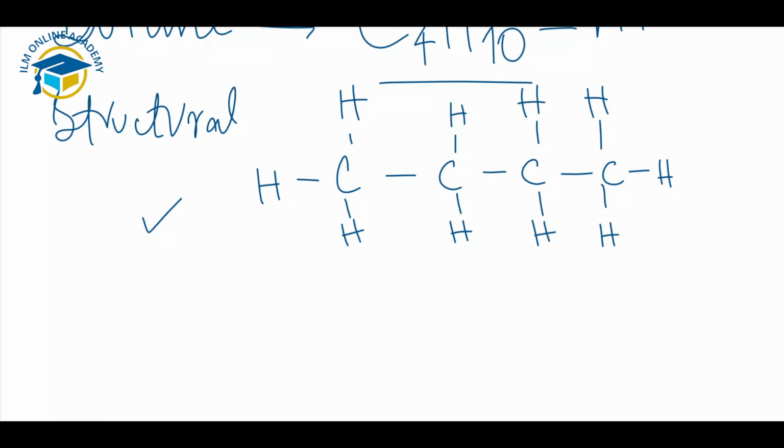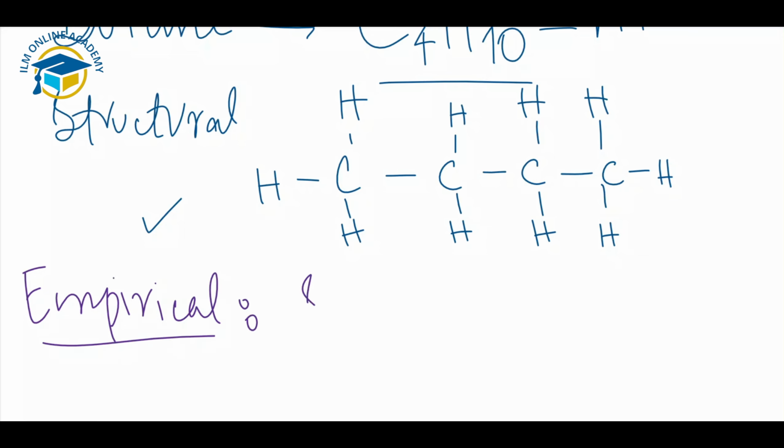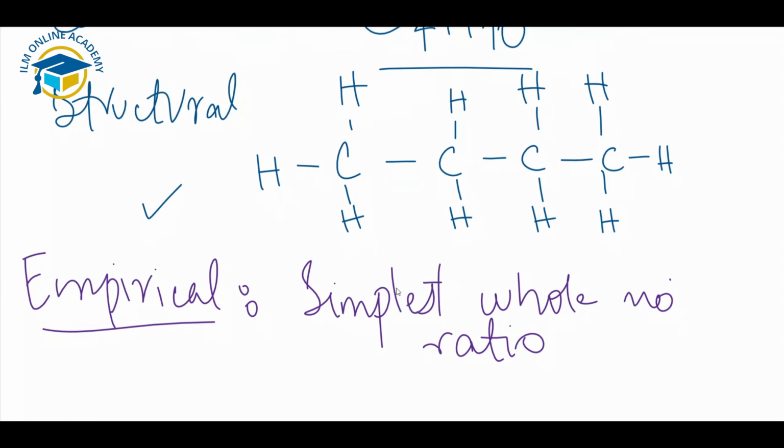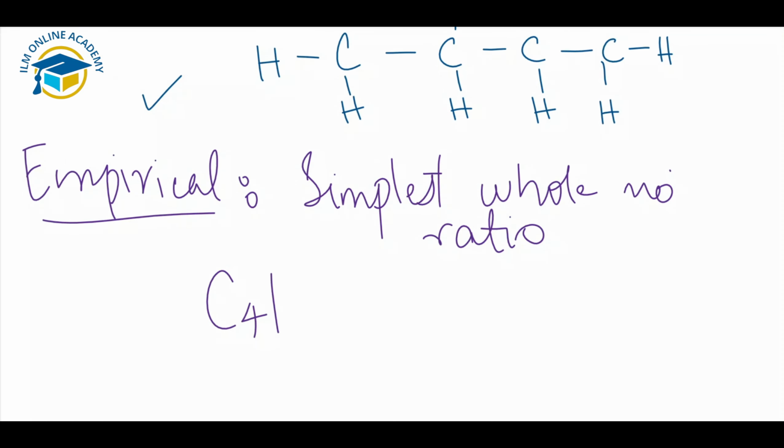Now we have the empirical formula, and the empirical formula represents the simplest whole number ratio of atoms in a compound. For example, we'll take the example of butane again. Butane has the molecular formula C4H10, but the empirical formula is the simplest whole number ratio of atoms of each element in a molecule, right?